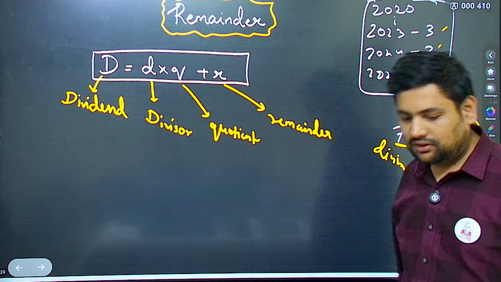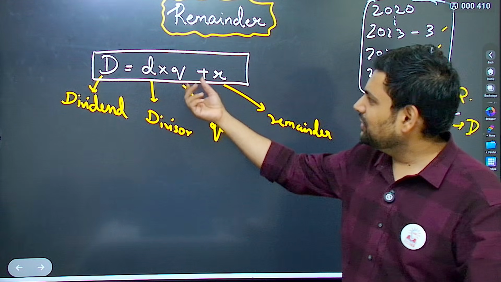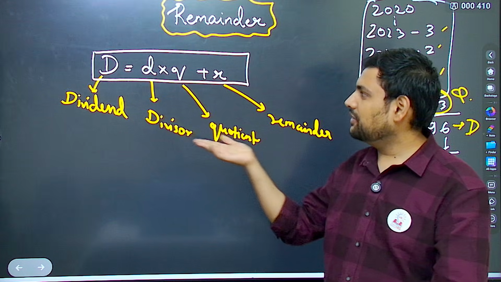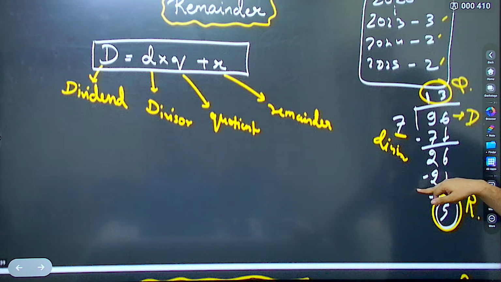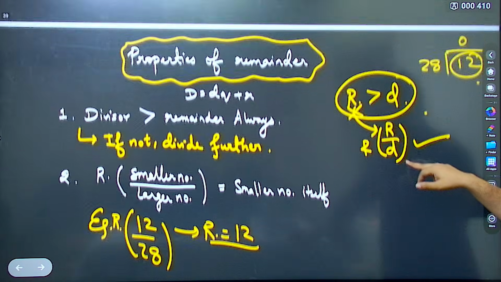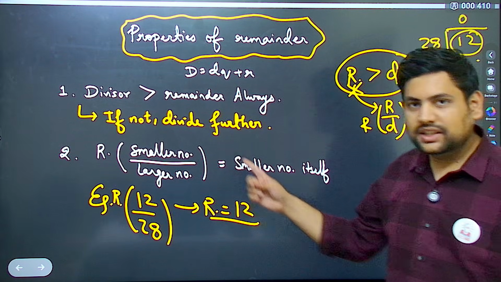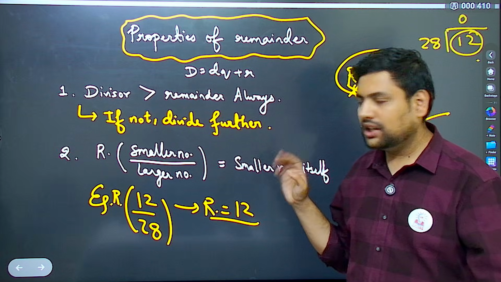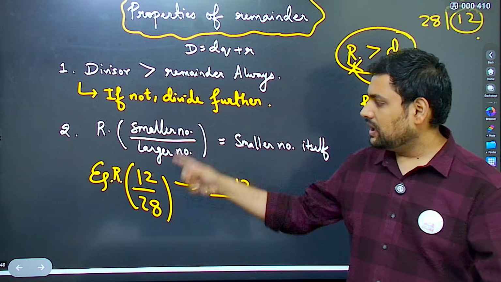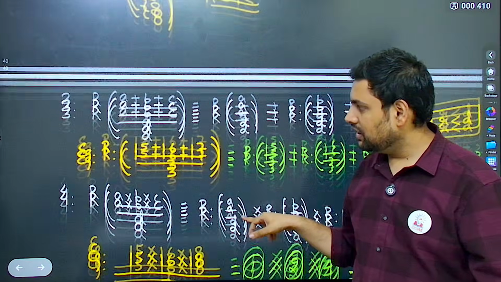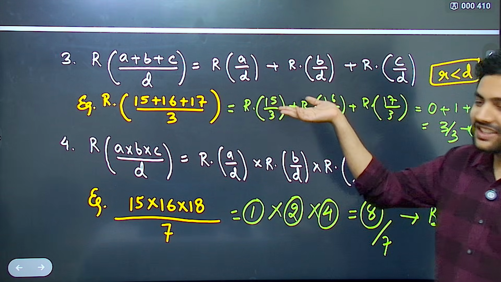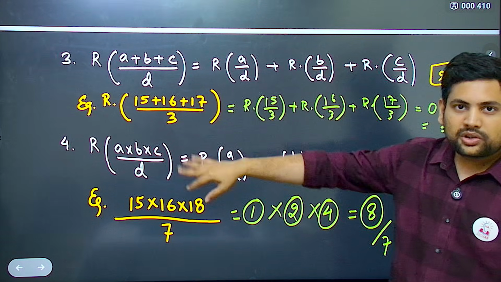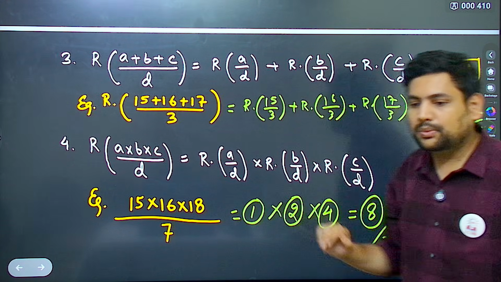Now, let's see remainder also. Remainder is what? D is equal to D into Q plus R. Dividend is equal to divisor into quotient plus remainder. Correct. Now, properties of remainder. This we had seen. Divisor is always greater than remainder. If not, divide further. Smaller by larger, always smaller is the remainder. Then you can distribute it like this, distribute remainder with respect to addition also and multiplication also.